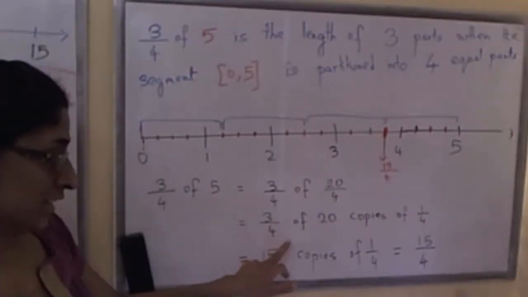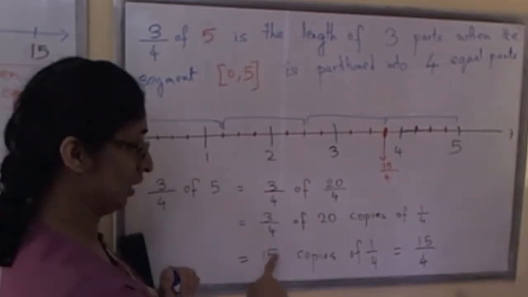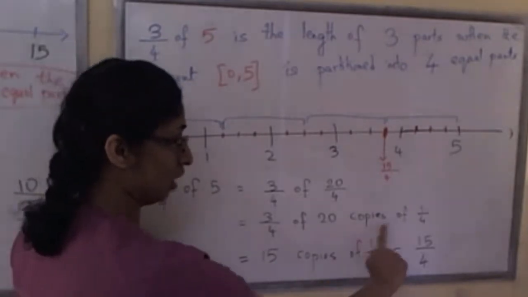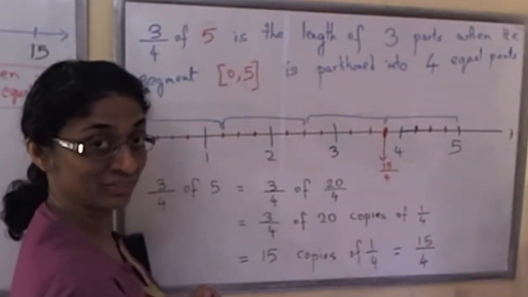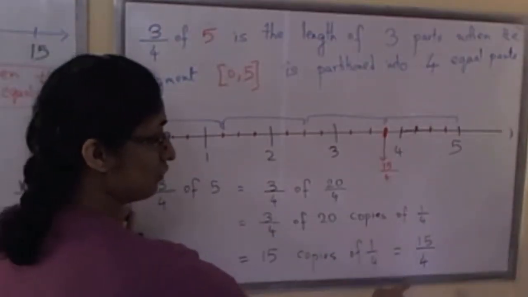And as before, 3/4 of 20 is now easy for us to calculate. So 3/4 of 20 is 15. So now we have 15 copies of 1/4. Another name for that is 15 over 4. So 3/4 of 5 is 15 over 4.